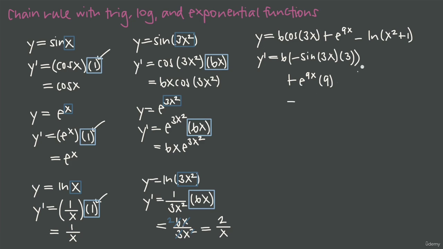And then finally, when we take the derivative of the logarithmic function, the formula for the derivative of the natural log is 1 divided by the argument, so we get 1 divided by x squared plus 1, but now we have to apply chain rule and multiply by the derivative of the inside function. The inside function is x squared plus 1. The derivative of x squared plus 1 by power rule is 2x, so we multiply by 2x.